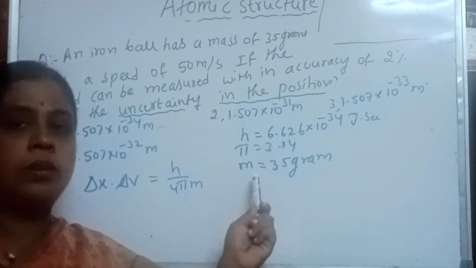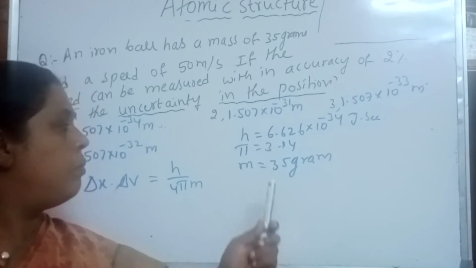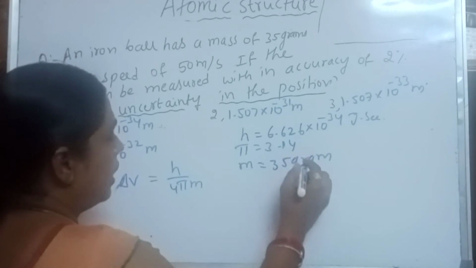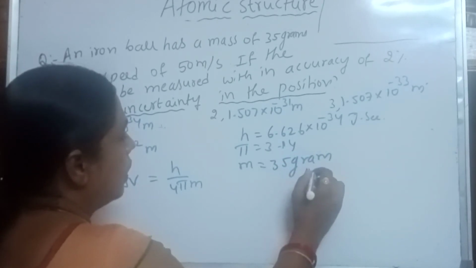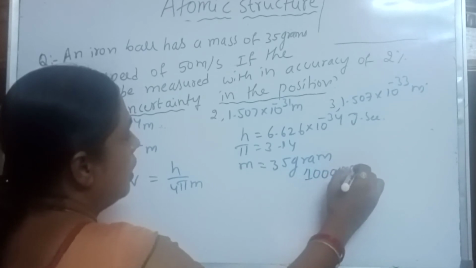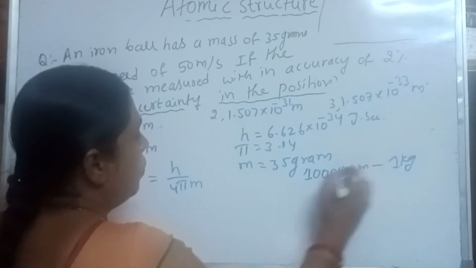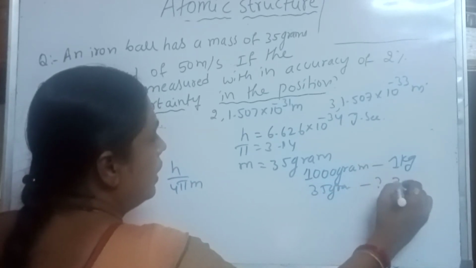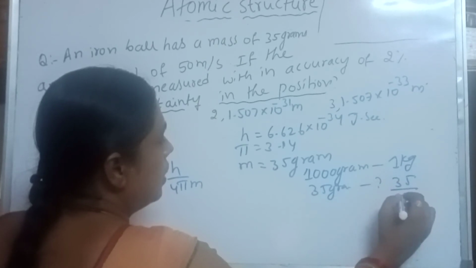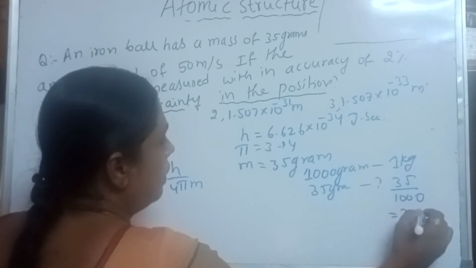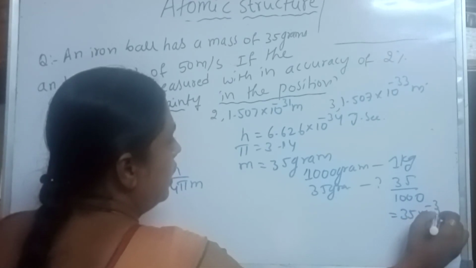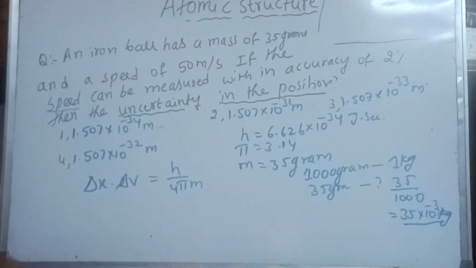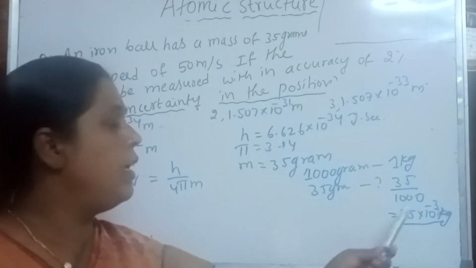Since we take h in joules into seconds, we need to convert the mass into kg. What is the conversion? 1000 grams is equal to 1 kg. So for 35 grams, it is 35 by 1000, which means 35 into 10 to the power of minus 3 kg. So the mass is 35 into 10 to the power of minus 3 kg.